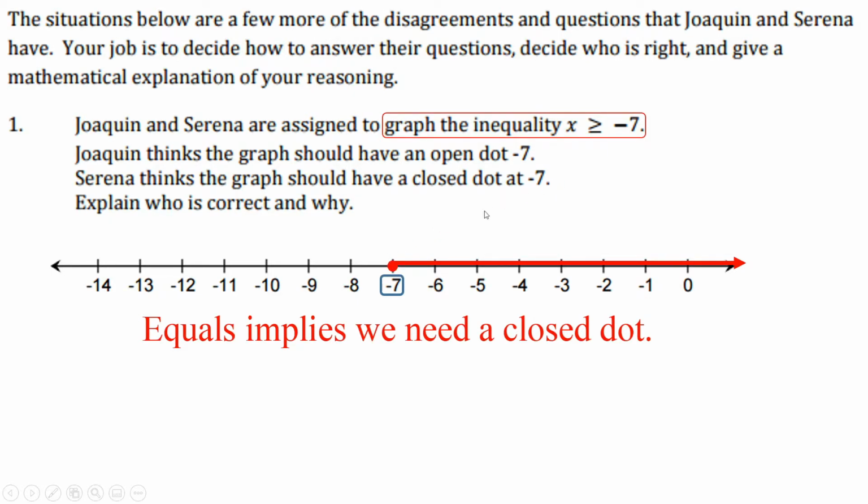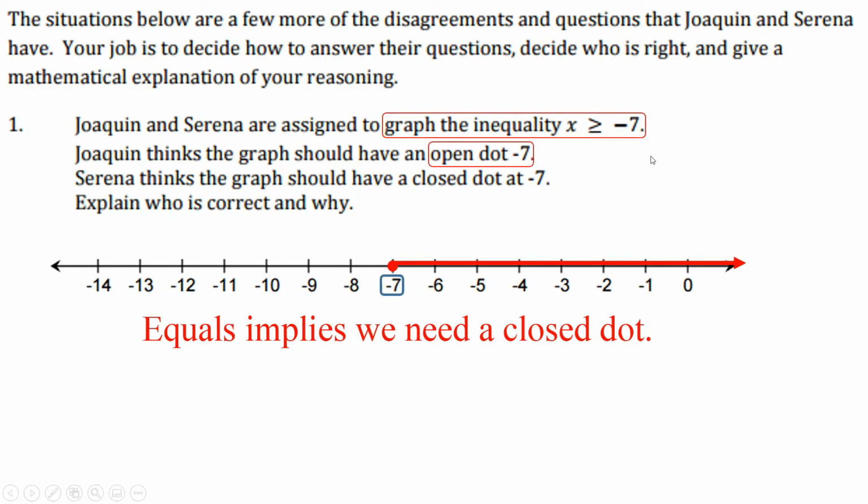So here we go. Let's see what Joaquin thinks. Joaquin thinks the graph should have an open dot at -7. Now, Joaquin, if we put an open dot right there, that would mean x does not ever equal -7. And we have an equal sign right there. So, Joaquin, I can't agree with that. Serena thinks the graph should have a closed dot at -7, and we agree with that. Explain who is correct and why.